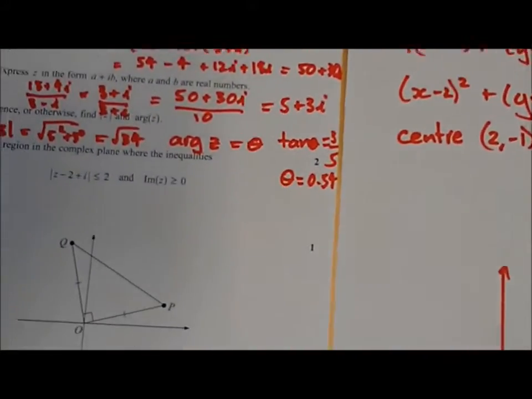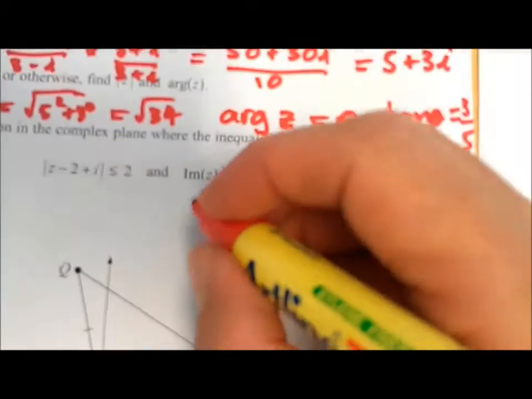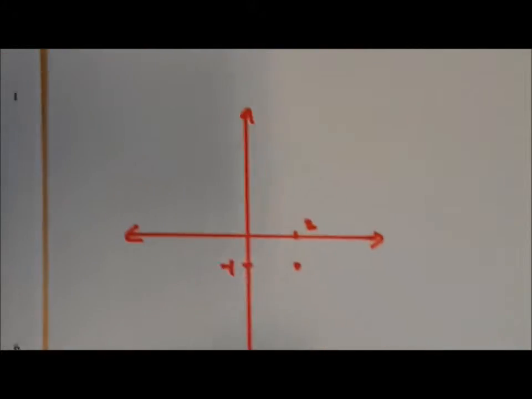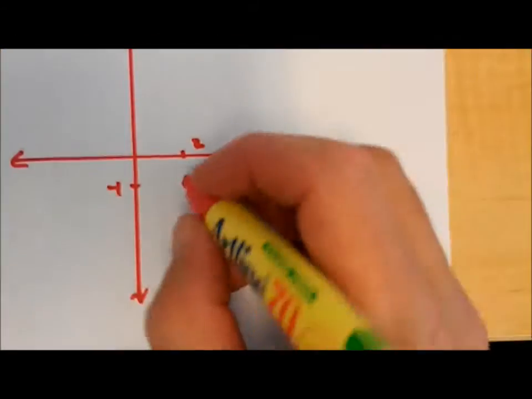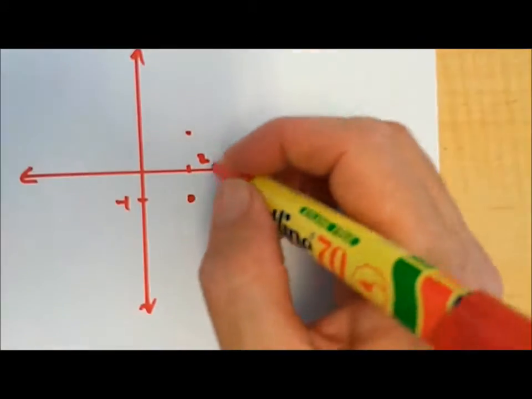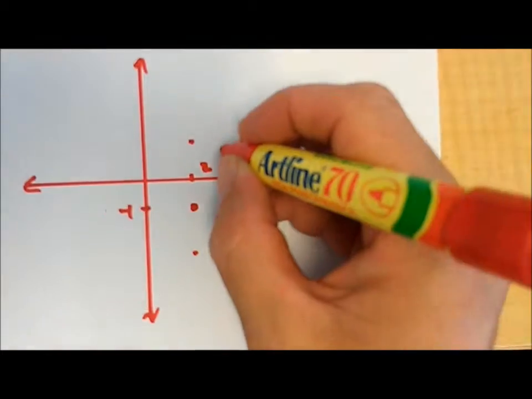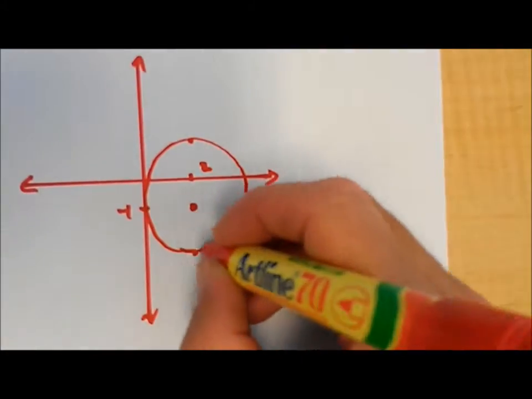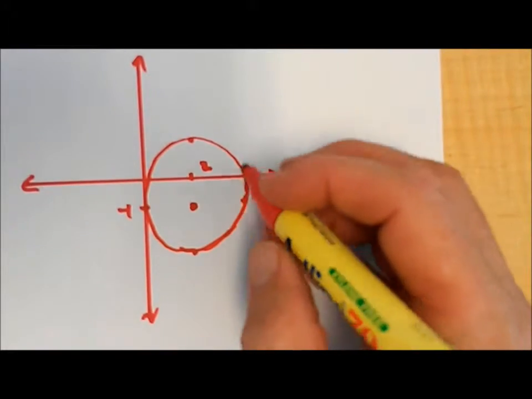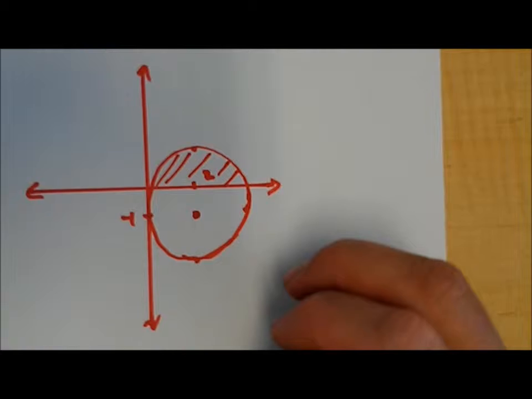Now the other region was given to us by the imaginary part of z is greater than or equal to 0. The imaginary part of z is just y, so it's y greater than or equal to 0. So combining those two regions on here, I have a circle whose centre is 2, -1. Radius is at 2, so it's going to look something like this. The region inside is what I'm interested in, and then I'm saying y is greater than 0. So all up, I'm after this region here.